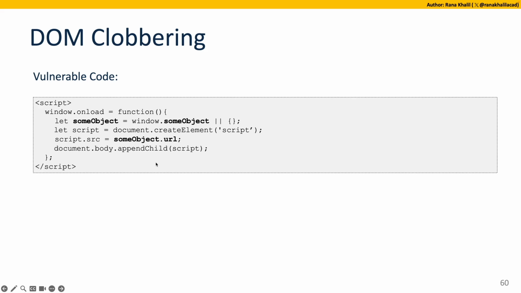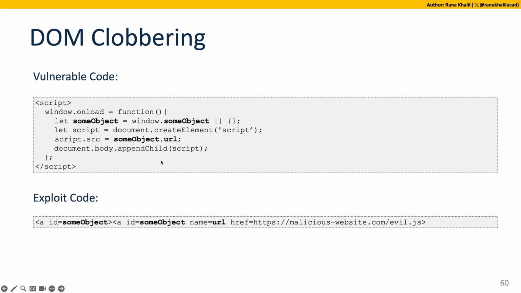Now, if we're allowed to enter HTML into an application, let's say through a comment feature, then we can control what this value is set to and eventually control what gets added to the document object model. The way we're going to do that is by clobbering a global variable or property of an object and overriding it with a DOM node or an HTML collection. For this specific example, the way we're going to exploit this is by adding two anchor elements that contain the same ID as the object that we want to clobber.